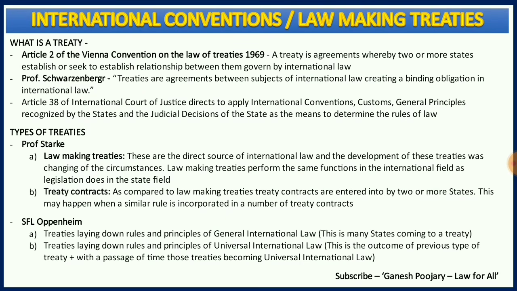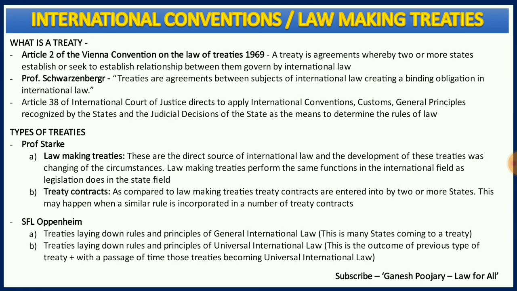Now, if we are treating international conventions and treaties as the source of law, we need to understand the meaning of these words. Now, what is a treaty? Article 2 of the Vienna Convention on the Law of Treaties 1969 says, a treaty is an agreement whereby two or more states establish or seek to establish a relationship between them governed by international law. That is what Article 2 of the Vienna Convention on the Law of Treaties 1969 has to say.